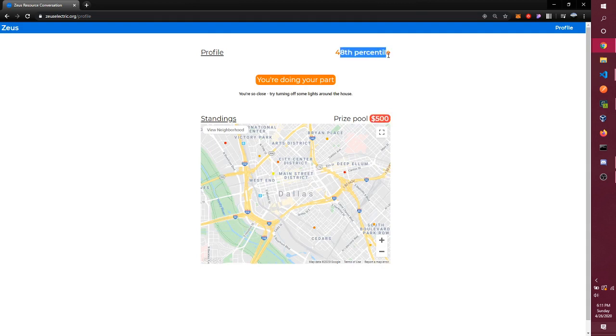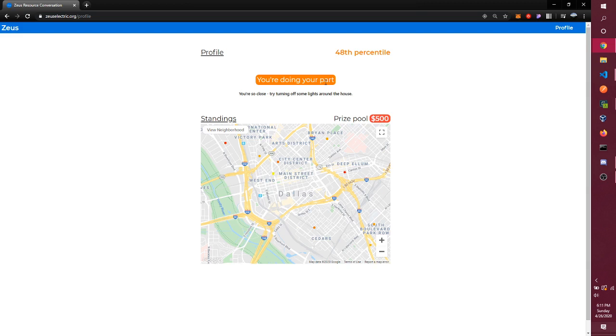In the top right, we see 48th percentile. What is 48th percentile? It is your standing in the amount of utilities you're using. Let's say there's 100 people and I use the 48th most amount of electricity. I would be the 48th percentile. That's what this is saying.